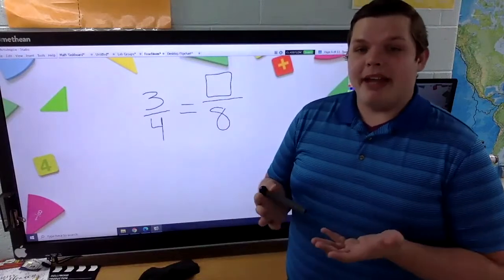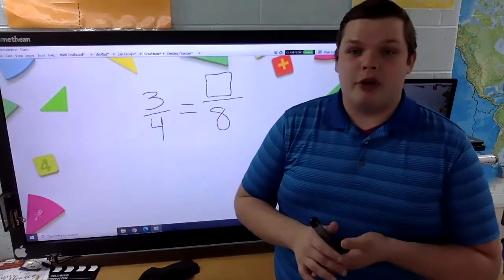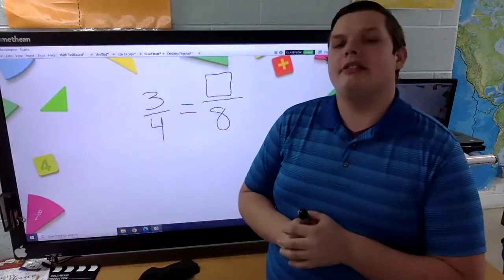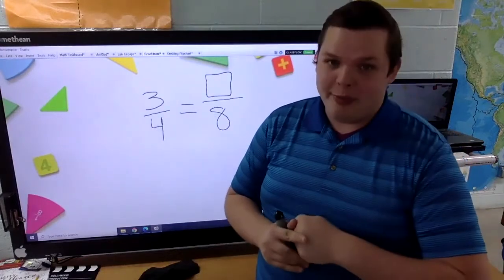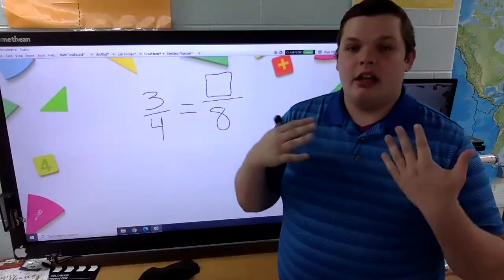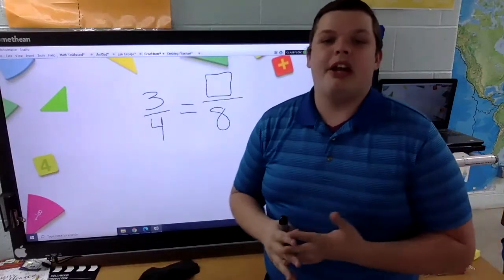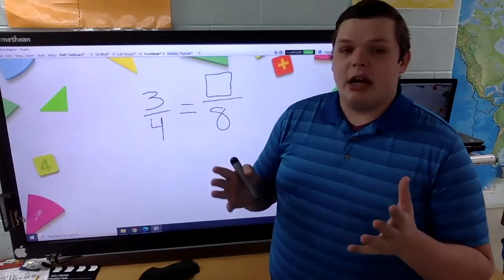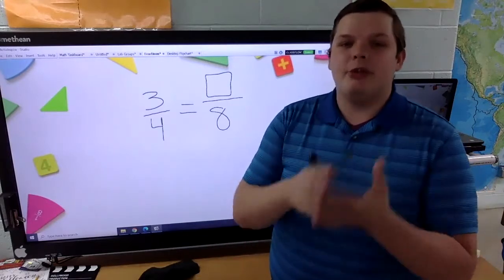So you're gonna have a problem like this. You're gonna have a fraction like 3/4. Again, the numerator 3, the denominator 4, means you have 3 parts, and you need 4 to make a whole. We need to put a number in this box to make it equal. So what you do here, we do the same thing on the bottom that we do on the top.